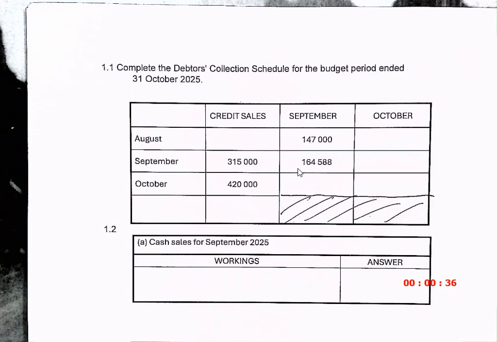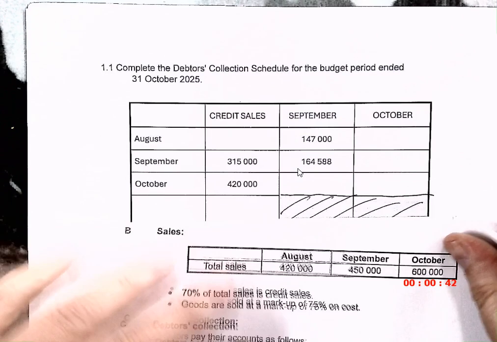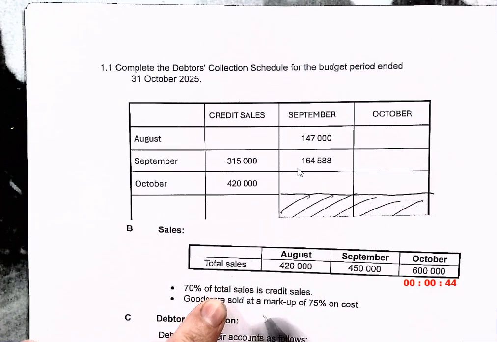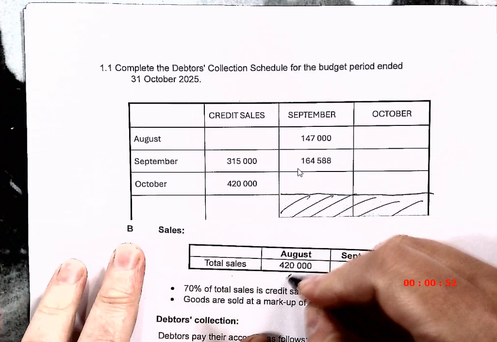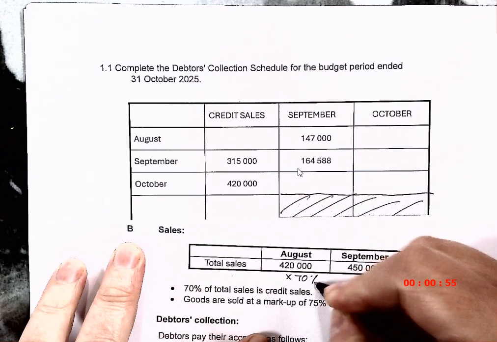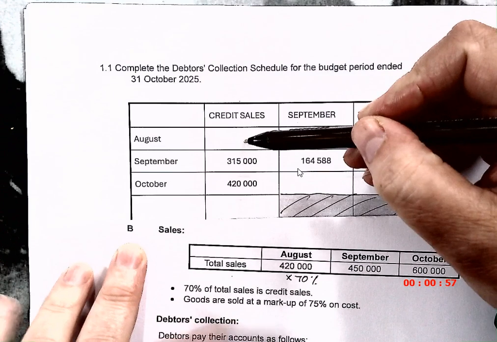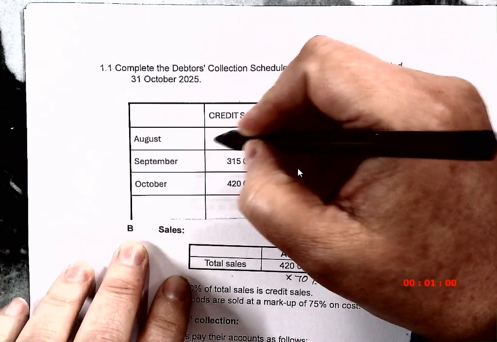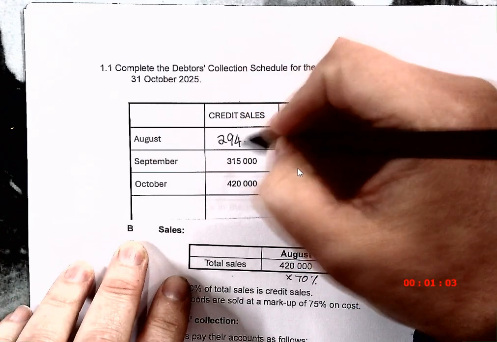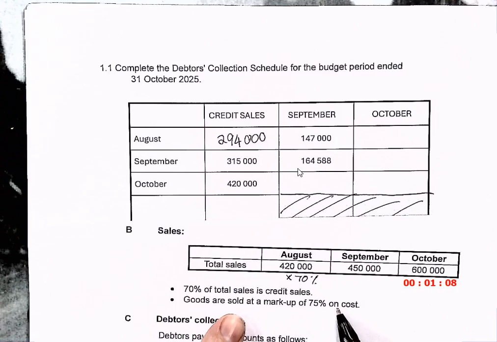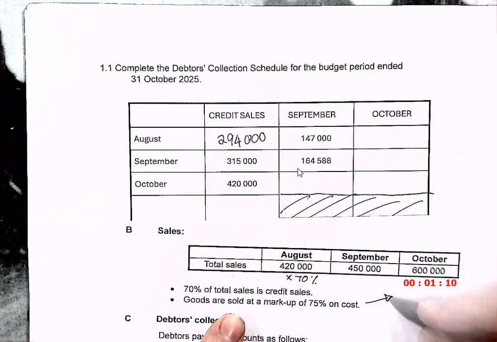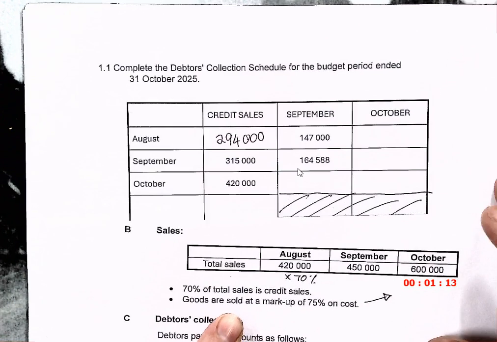First thing, I see, here's my sales. They say 70% of total sales is credit. So I need to still calculate August. So August would be 420 times 70%, and that gives me credit sales of how much? Okay, now they say goods are sold at a markup, so I must remember that if we do creditors or cost of sales or anything like that.